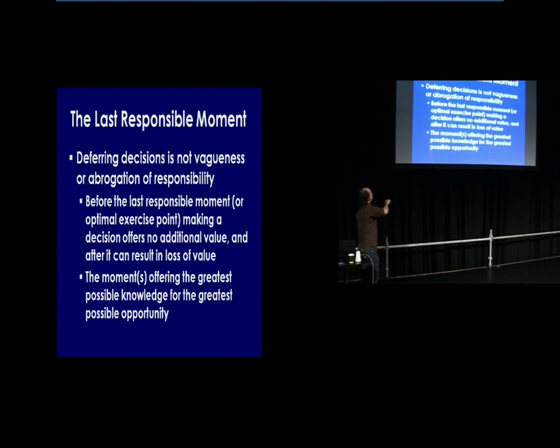You're looking for the point of greatest possible knowledge combined with the point of greatest possible opportunity. Now, the point of greatest possible knowledge is going to be right at the end. Point of least opportunity is right when you need to deliver. You have no opportunity to change things. So what we're looking at here is a balance.